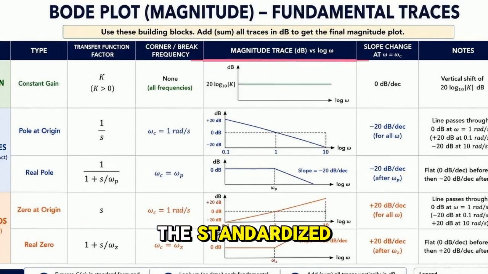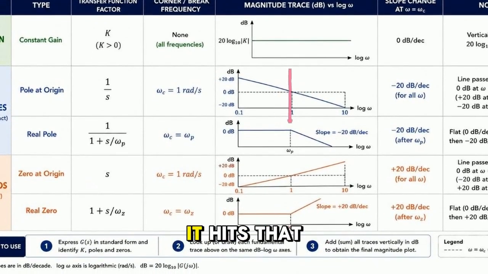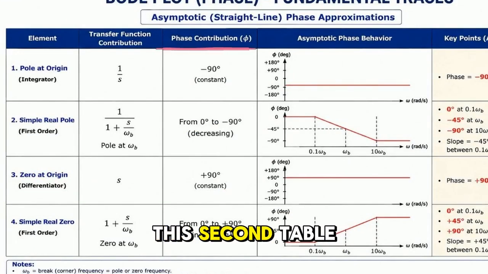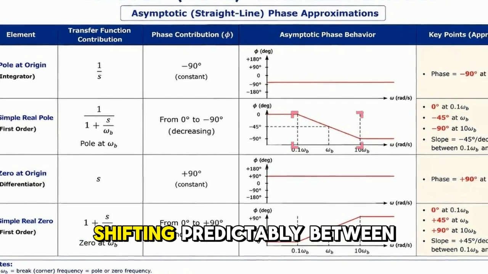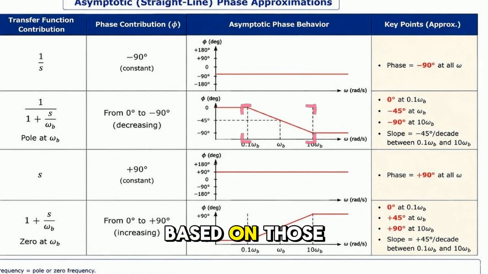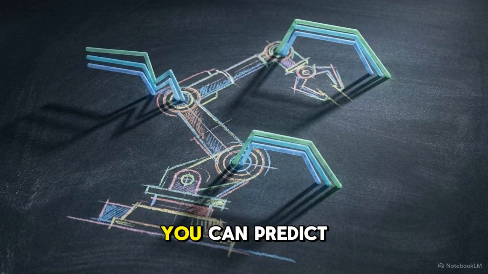This chart shows the standardized asymptotic magnitude traces for these blocks. Notice each block is governed by a specific break frequency. The trace remains a flat 0 decibels until it hits that corner, transitioning into a predictable angled slope. This second table maps the corresponding phase contributions. They are equally standardized, shifting predictably between specific angle values, stepping up or stepping down, based on those exact same break frequencies. These straight-line traces act as a genetic code. If you know the basic traces, you can predict the physical behavior of any system architecture.